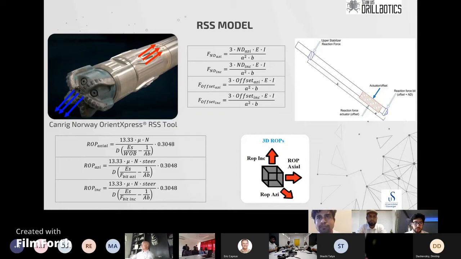We have the ROP axial, the ROP inclination, and the ROP azimuth, which are represented in these equations. These equations are based on the Bourgoyne and Young equation, that is this one, but for the inclination and azimuth cases, the weight on bit is replaced by the force on the bit in the azimuth direction and the inclination direction. And these forces are formed from the force due to the natural displacement and the force due to the offset itself. Both are summed and form the force in the azimuth, and the same for the inclination one.